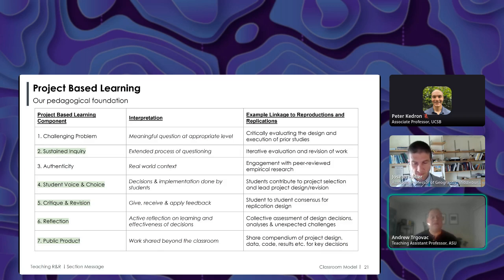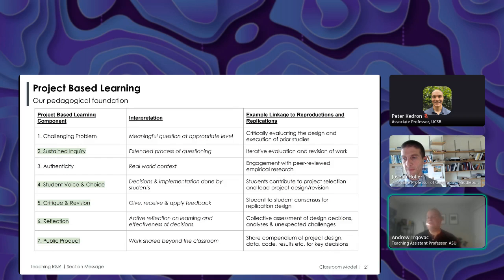When we get to something like critique and revision, there's a lot of communication going on, student to student, student to instructor, and even student to the larger GIS community. When they reflect, they look back and go, oh, okay, what were the design decisions that we made? How effective were they? What were the analyses? Did they turn out appropriately? Did we get something completely different? And where were the unexpected challenges? Where are the places where, if we're going to redo this kind of study, we can make it more replicability friendly? And then finally, the public product, where there is actual sharing of this material, something like what we're trying to do here with this workshop.